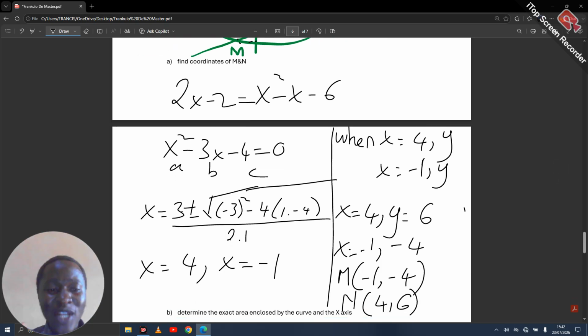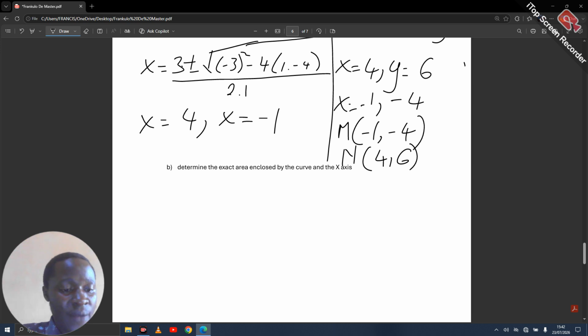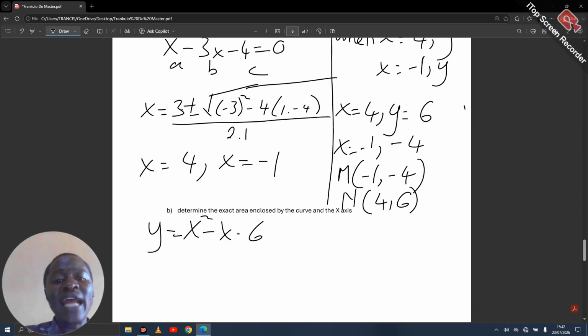I remember telling you that whenever those points are not provided, there's knowledge you apply. And what knowledge was that? That at the x-intercept, y is equal to 0. So that is what we shall use here. The function itself is y equals x squared minus x minus 6, if I'm not wrong. Yeah, so that is the function. Now, at the x-intercept, y is equal to 0. That is the application we use here.